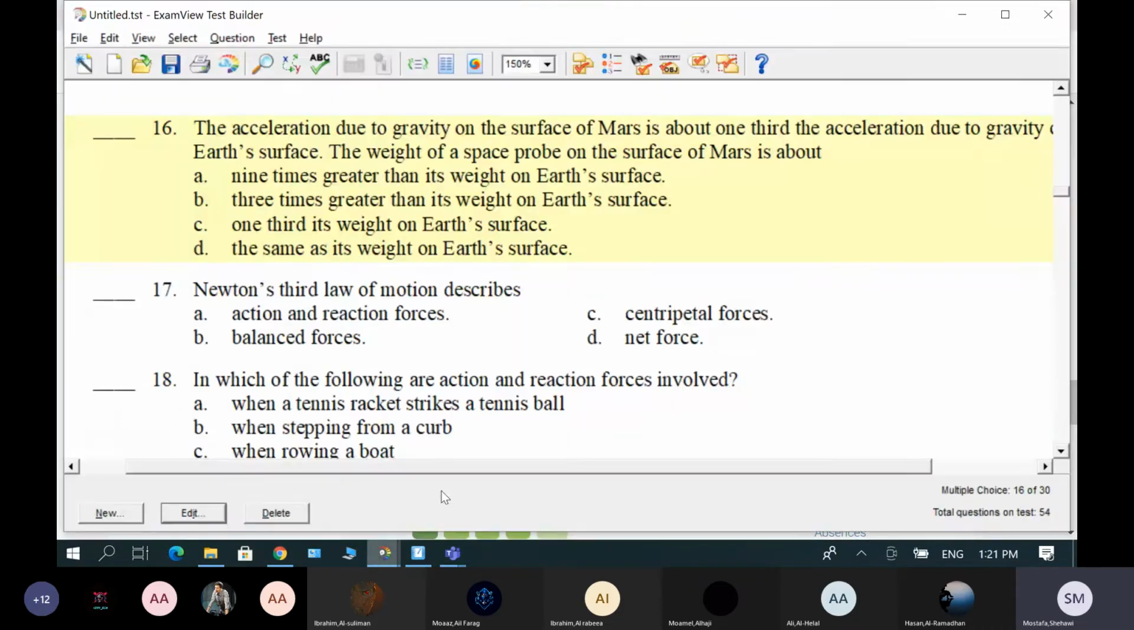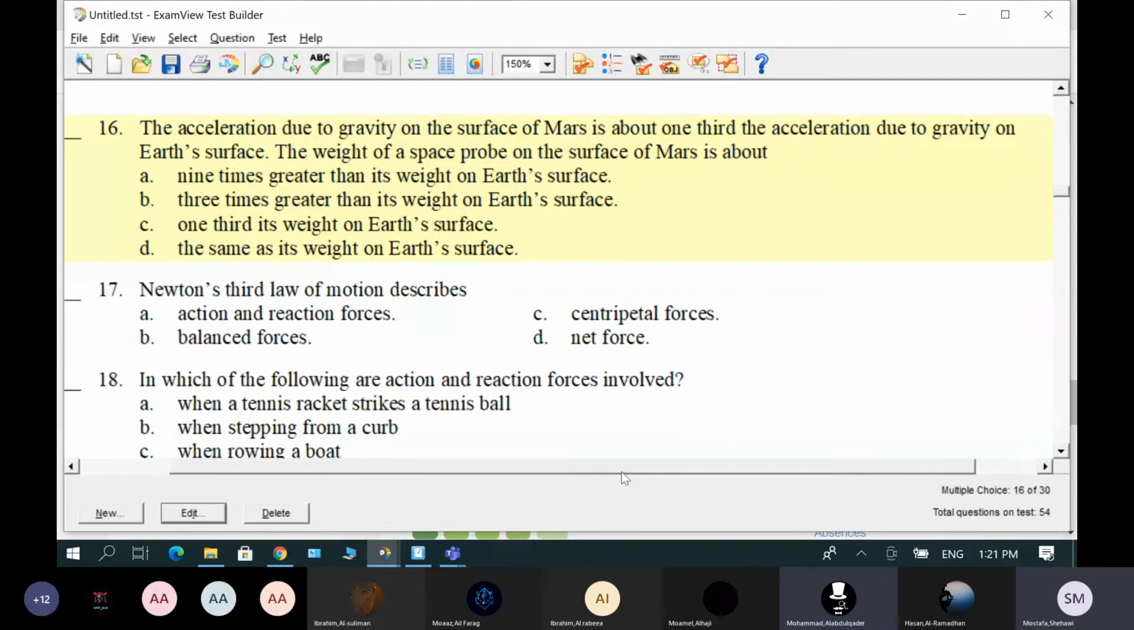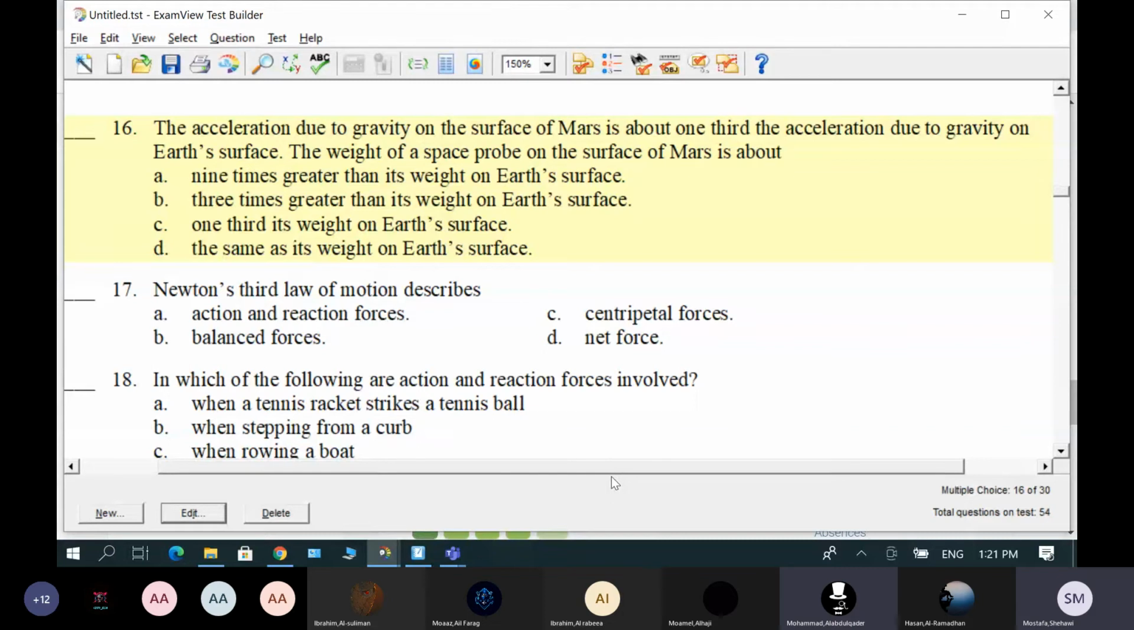Yes, Mister. Question 16, Muhammad. The acceleration due to gravity on the surface of Mars is about 1/3 the acceleration due to gravity on Earth's surface. The weight of a space probe above the surface of Mars is about 1/3 its weight on Earth's surface. The answer is C.